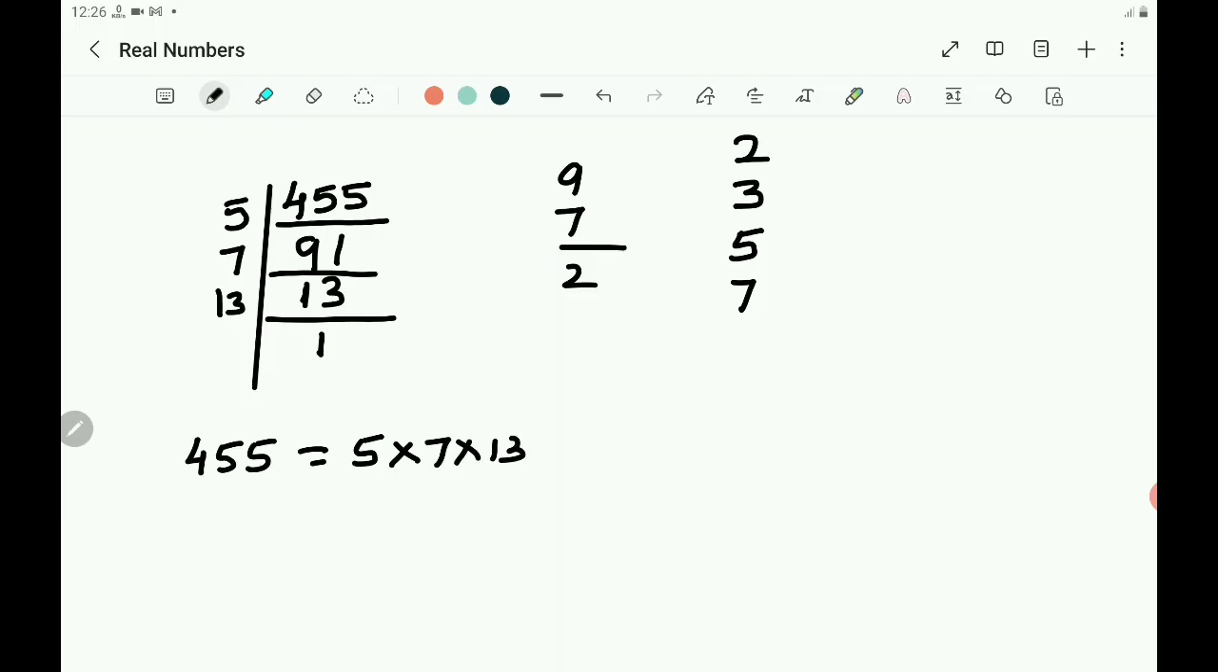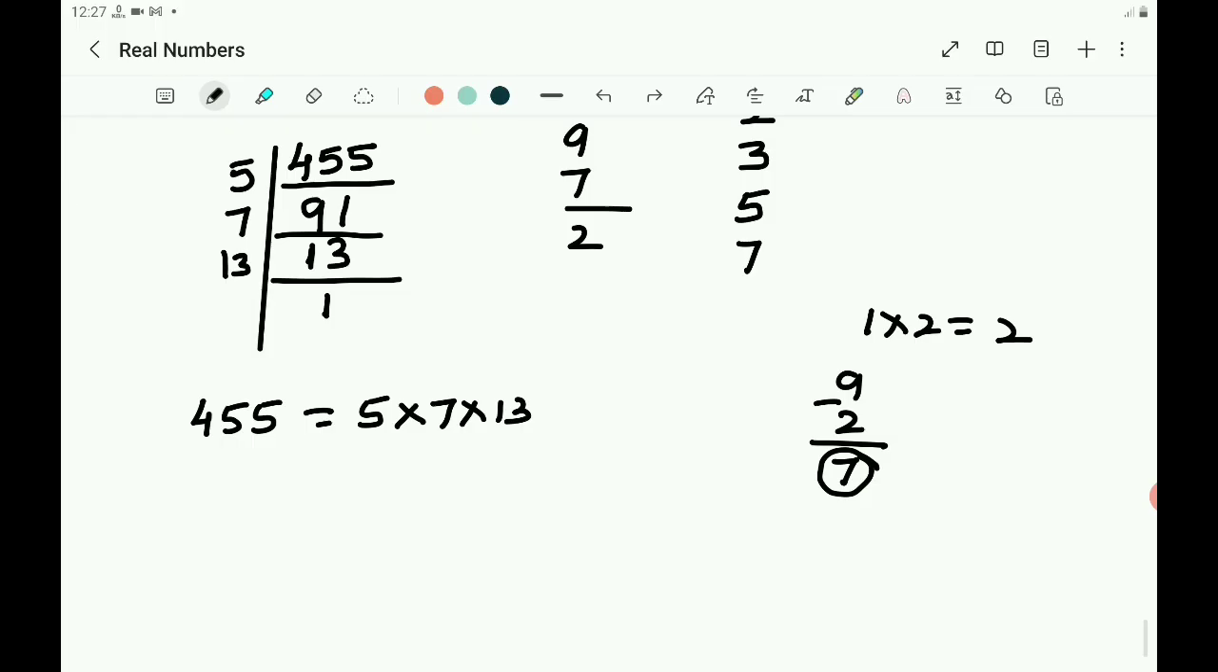Here 7 13s are 91, and there is a divisibility test by 7 also. What is the divisibility test? Take the unit digit and double it. That is 1 into 2, 2. Next you take the remaining truncated number, which is 9. 9 minus 2 is equal to 7. 7 is divisible by 7. Then you can conclude this 91 is also divisible by 7. Or otherwise directly, if you know the table, you can divide it.